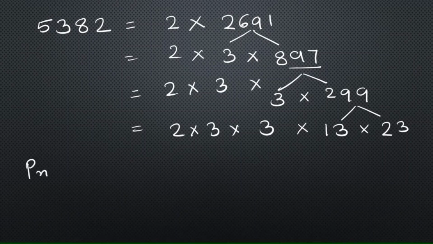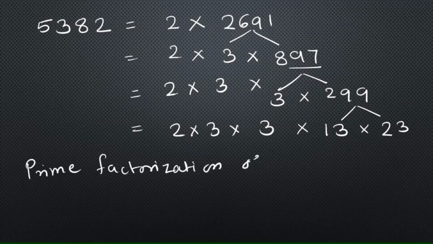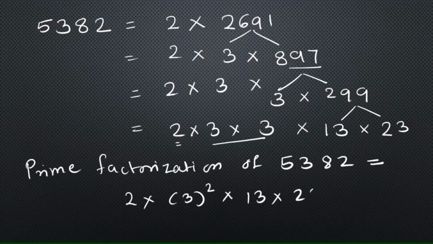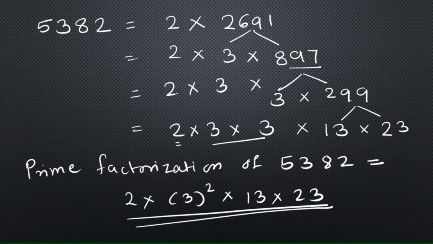The prime factorization of 5382 is, I write here, 2, 3 times 3 means 3 square, times 13 times 23.